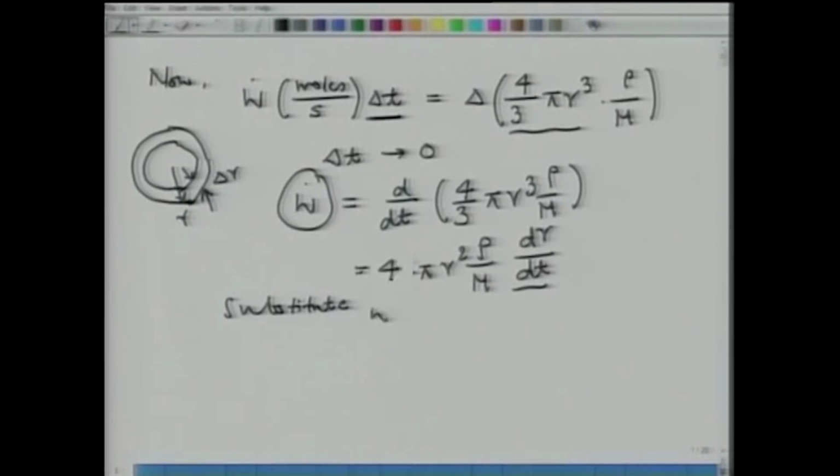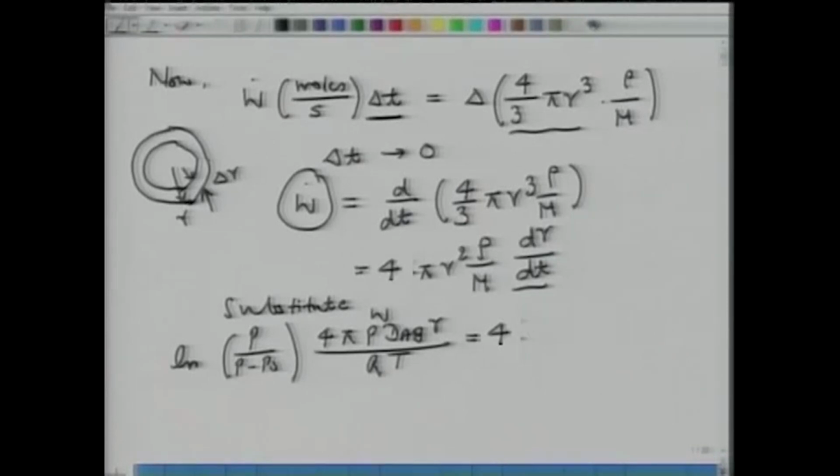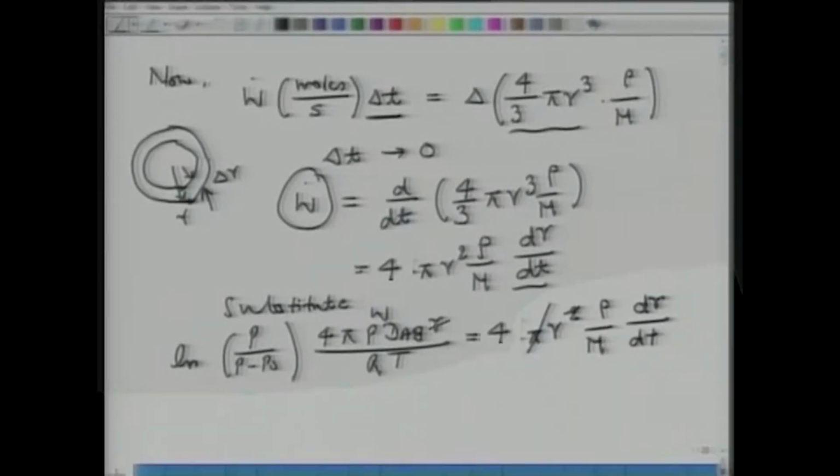W dot, we have ln P over P minus P naught, 4 pi, P is the total pressure, D AB the binary diffusion coefficient of naphthalene in air, over RT, equals 4 by 3 pi R square rho over M dR by dt. So we can simplify: this 4 pi will get cancelled with this, and now we can integrate.